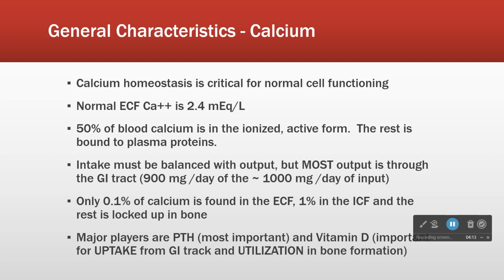Now, just like potassium, most calcium in the body is still in the ICF. Now, that doesn't mean the calcium concentration in the ICF is higher than the ECF. That's not what I'm saying. I'm saying total mass, total grams of calcium, most calcium in the body is still in the intracellular fluid. All right, so 0.1% of the calcium is found in the ECF, 1% in the ICF, so we're up to 1.1%. Where's the rest? Locked away in bone, right?